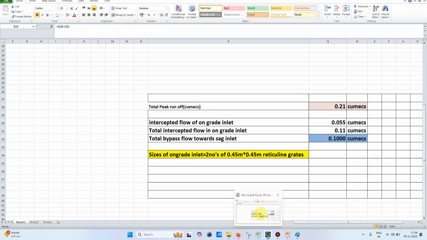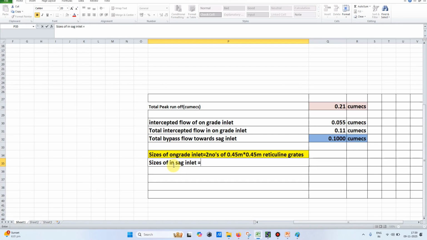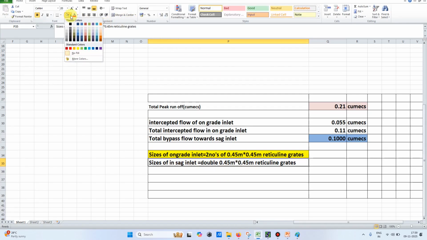So let's mention the in-sag inlet sizes. The size of the in-sag inlet, double, 0.45 meter by 0.45 meter, reticulin grates, okay. So this is how we have done this exercise.